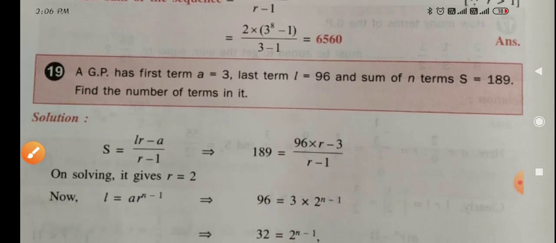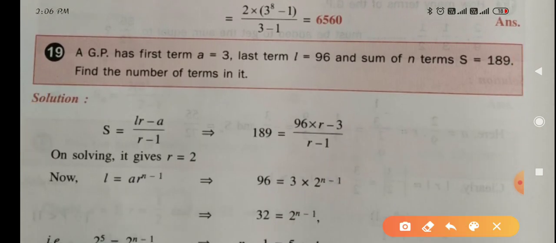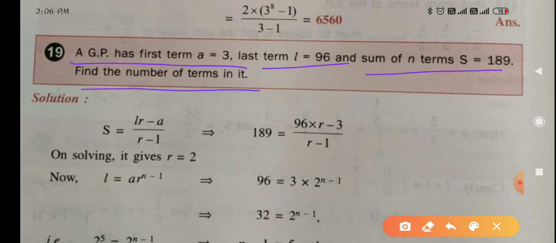One more example is there. You can see a GP has first term A equals 3, last term L equals 96. The sum of n terms is given as 189. Find the number of terms. So you can apply this formula, LR minus A upon R minus 1. With the help of this formula, the sum is 189, L is 96, last term given, and A is 3, given. You can cross multiply. So R comes to 2 after simplification.